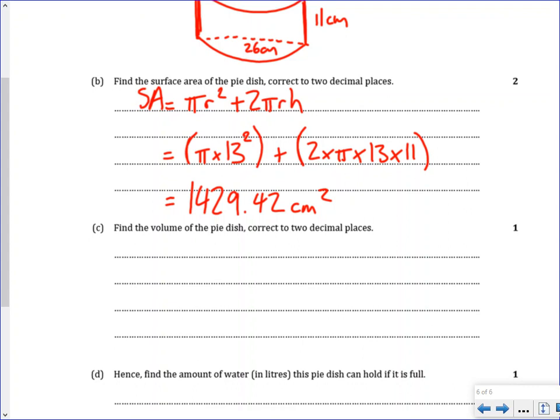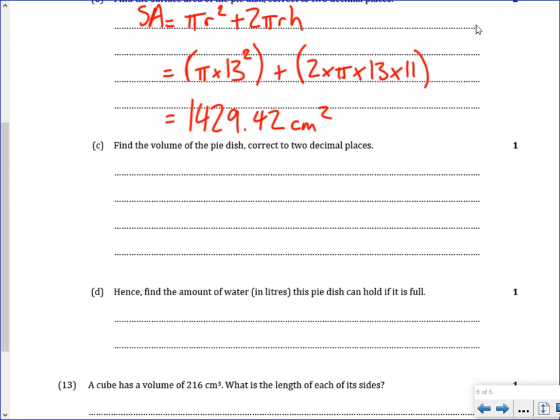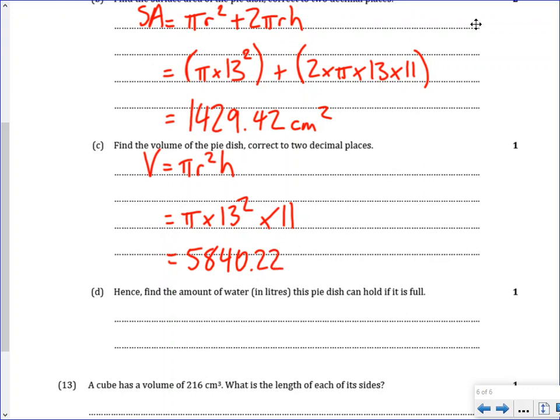Next, we want to find the volume of the pie dish. So this is now where we're going to talk about centimeters cubed. And the volume for any prism is just the area times the height. So in this case, the volume is going to be pi r squared times the height. Okay, so this will be pi times 13 squared times 11, which equals 5,840.22 centimeters cubed. Again, 2 decimal places, and it's volume, so it's centimeters cubed.